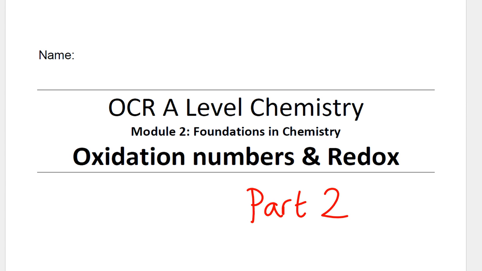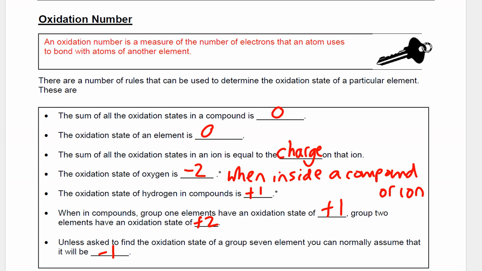This is the second video about oxidation numbers and redox. Here are some of the key points that we covered in the first video. As it says, an oxidation number is a measure of the number of electrons that an atom uses to bond with atoms of another element.